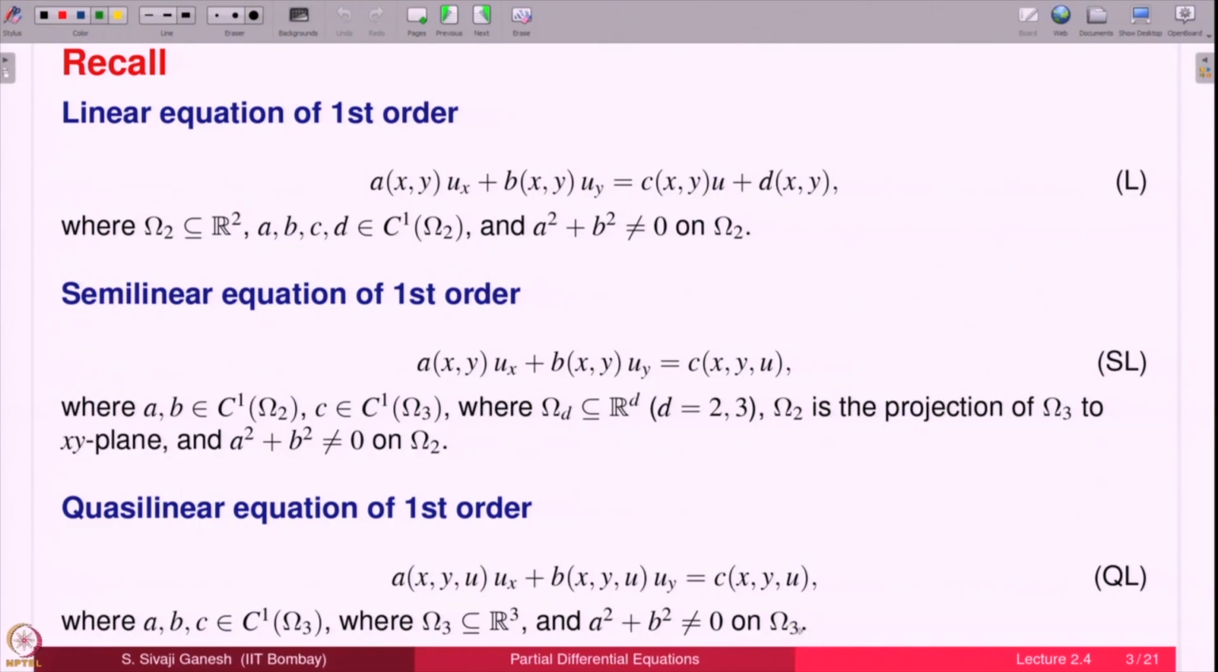So, this is quasi-linear equation. As you observe, the first order partial derivatives, the coefficients in both L and SL, they depend only on x and y, whereas in quasi-linear equations they depend on u as well. This is the difference between semilinear, linear and quasi-linear equations.